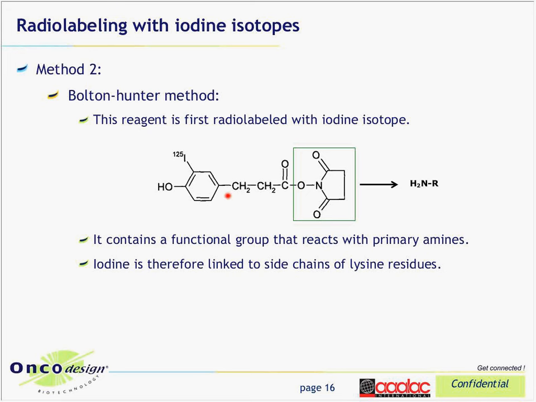You have here the structure of the reagent with, as for tyrosine residues, a phenol group on which will first be linked iodine, here iodine 125. And a second group, which is here in the green model, which will react with primary amines. So, for a biological molecule, on the side chain of lysine residues.